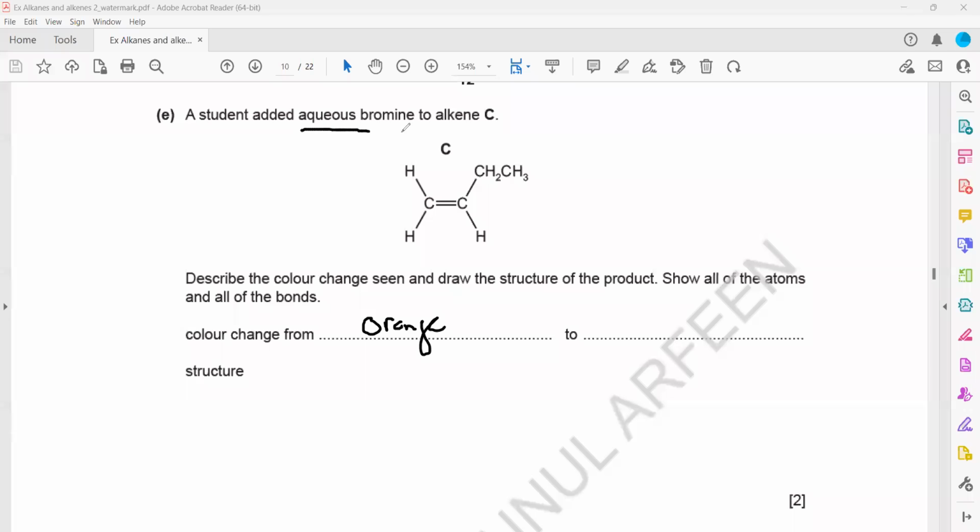Remember one thing: when it is aqueous bromine, write orange. If it was only bromine liquid, then it is red-brown. So orange to colorless is the right answer.